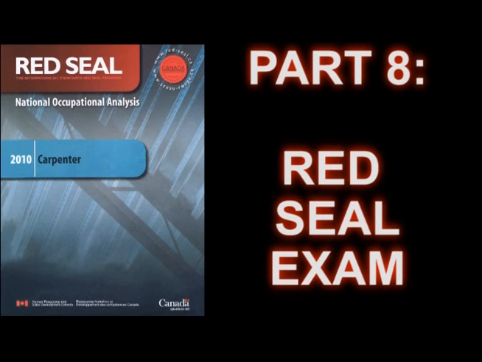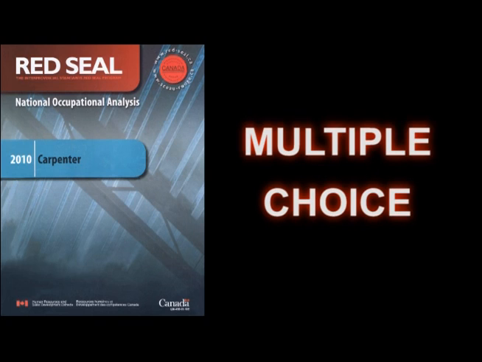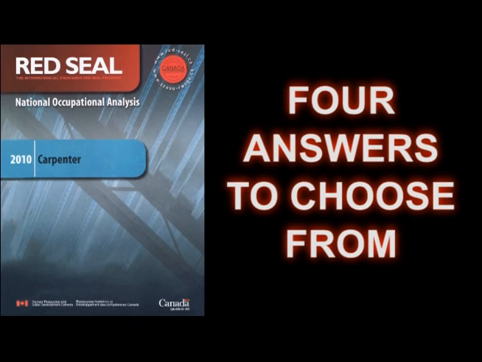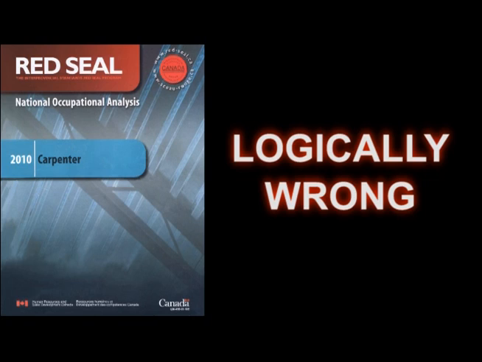Okay, now I want to take a minute and just go over a little bit about the Red Seal exam that you're going to write. This is the actual Interprovincial Red Seal exam you're going to write for your papers. There'll be 100 questions on the exam. There'll be all multiple choice. There'll be 4 answers, 1 correct answer, and what we call 3 distractors, which are logically wrong answers. Answers you would logically arrive at wrong.